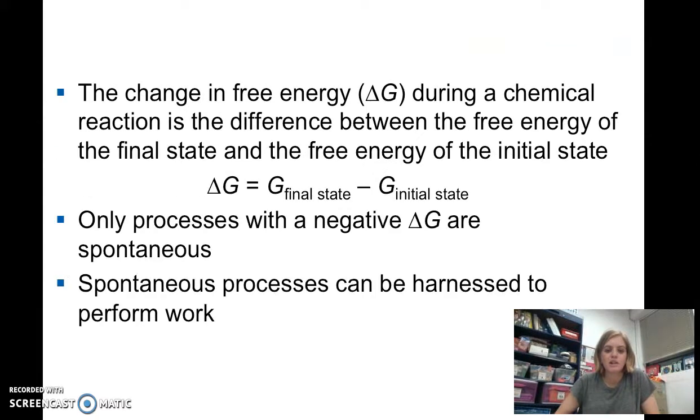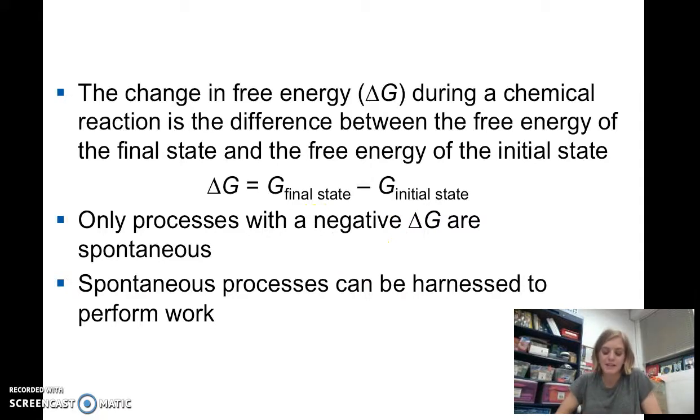So that change we call the delta G, like I said, and you can calculate it by taking the final energy minus the initial free energy, subtracting them, and that gives you your delta G. In biology, we care about the delta G because we want to know whether reactions can happen on their own or not. And only processes with a negative delta G are spontaneous.